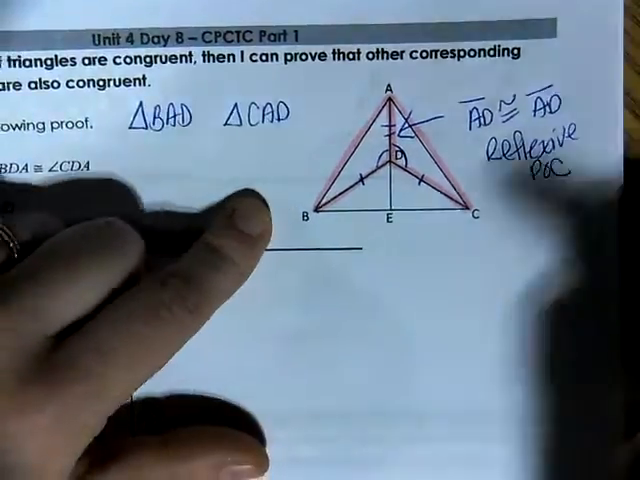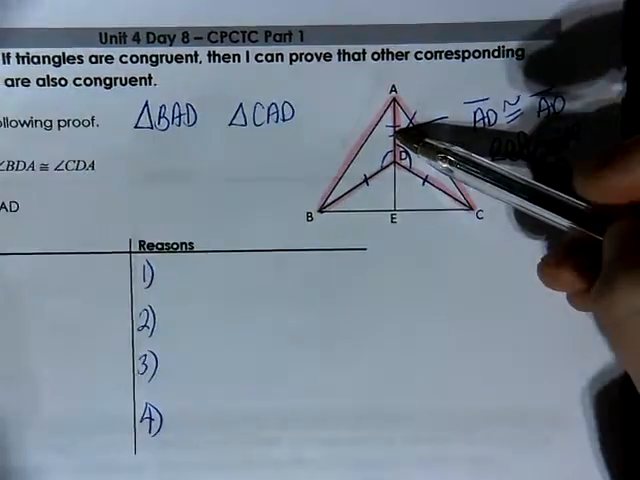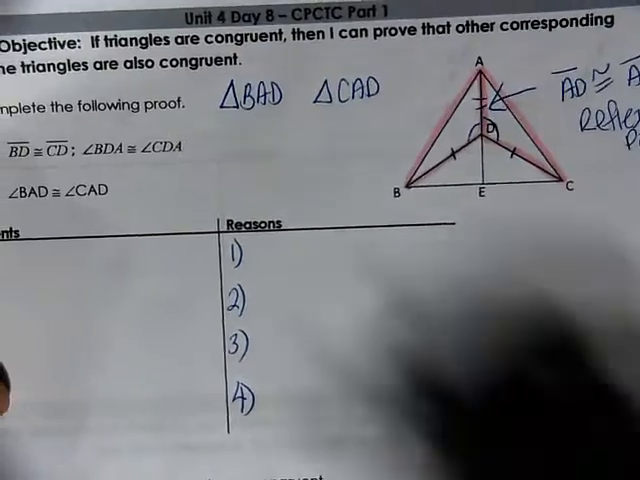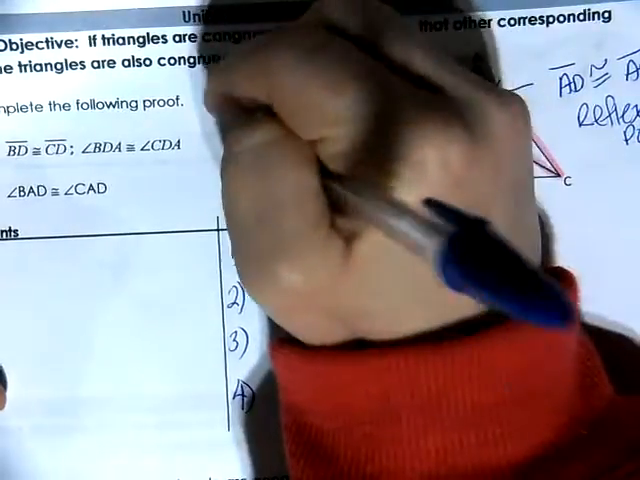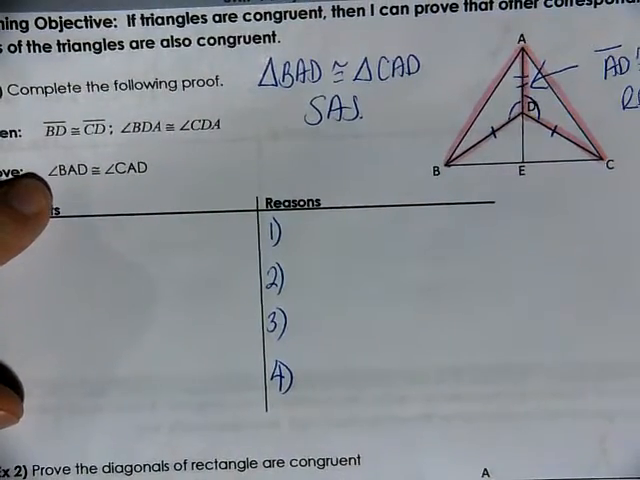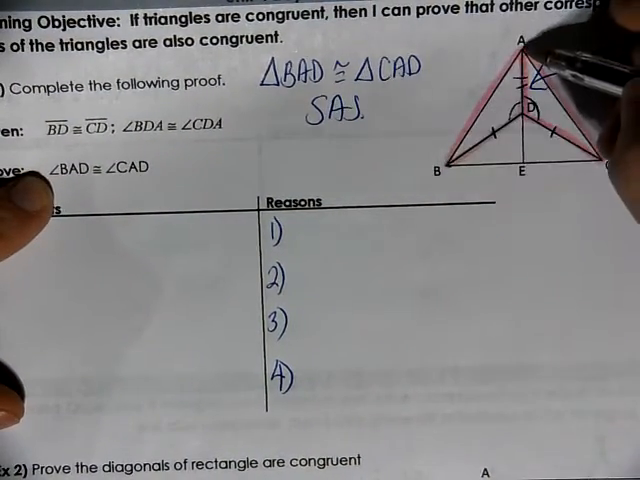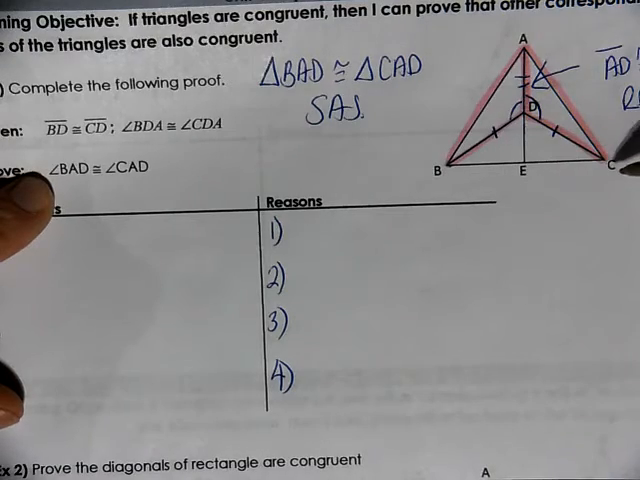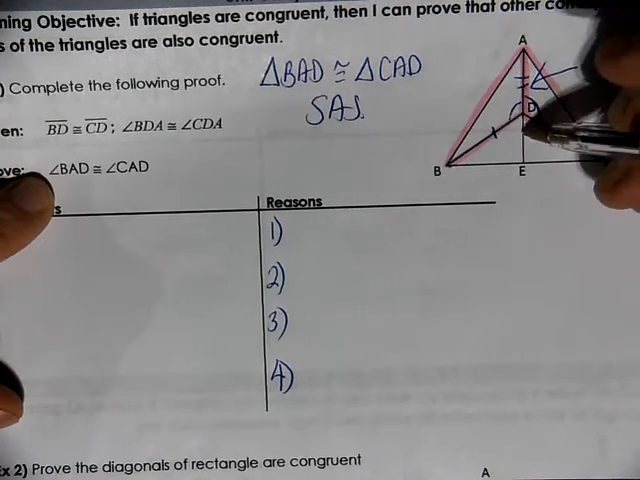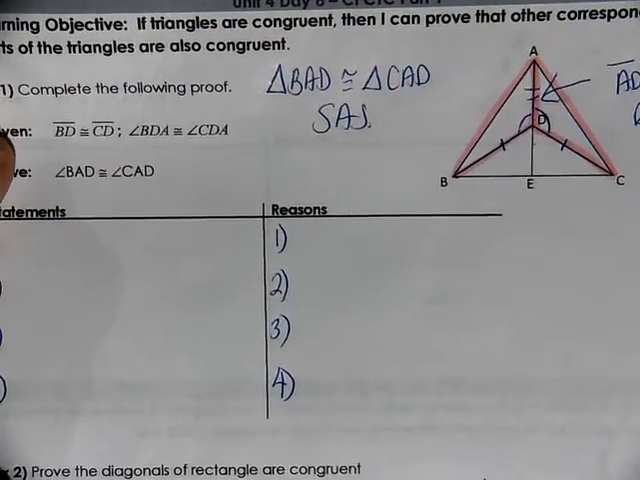So it looks like I can prove these triangles are congruent by side, angle, side. And what's really nice about that is now that I can prove that these triangles are congruent by side, angle, side, I can now say that corresponding parts, angle BAD, has to be congruent to angle CAD because we would know that the triangles are congruent.